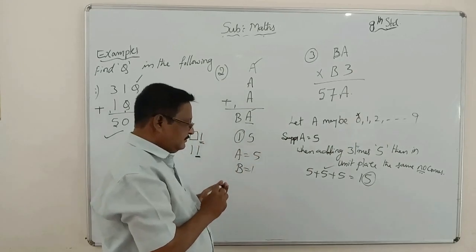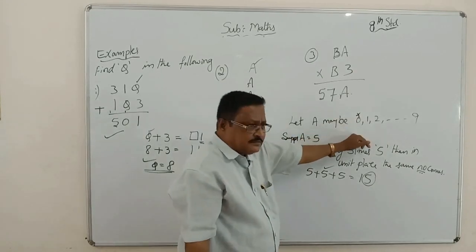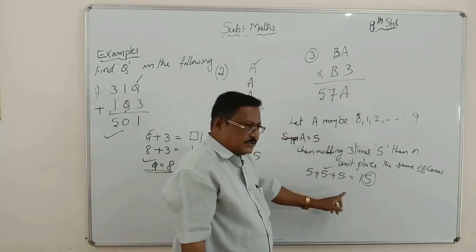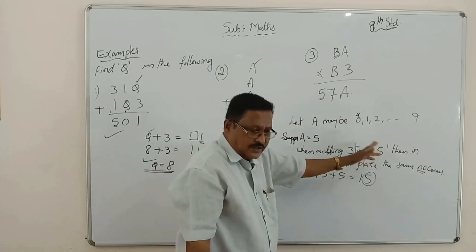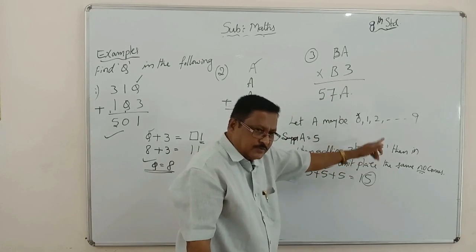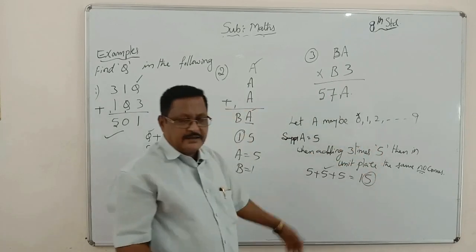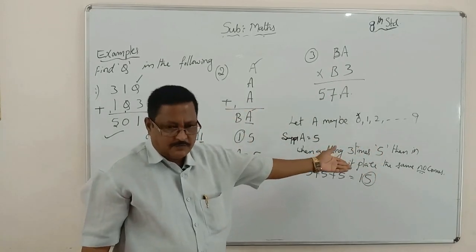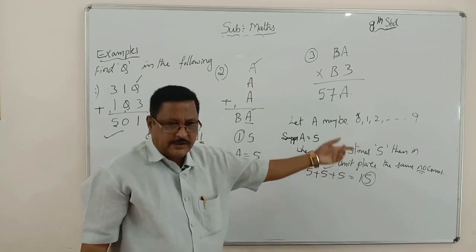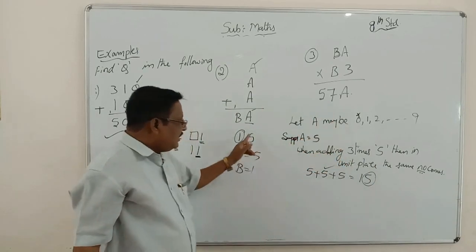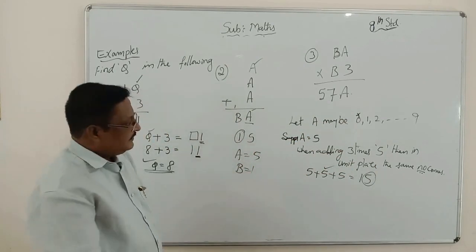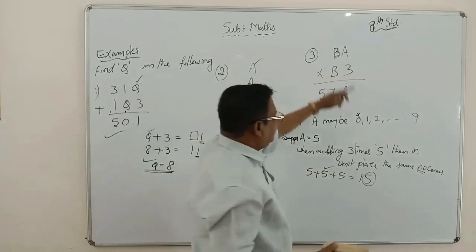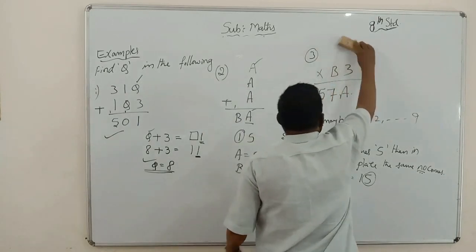A is equal to 5, B is equal to 1, this is the answer. Suppose you take 6 plus 6 plus 6, 18, here in unit place 6 is not there, it is wrong. 7 plus 7 plus 7, 21, in unit place 1 is there, it is wrong. 8 threes are 24, in unit place 4 is there, wrong. 9 threes are 27, in unit place 7 is there, it is also wrong. Only A is equal to 5 and B is equal to 1, this is the answer. Next, BA into B3.